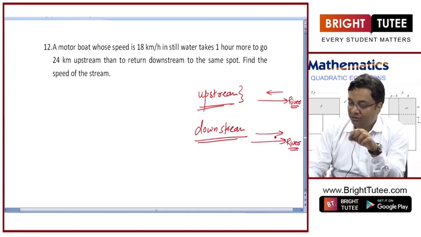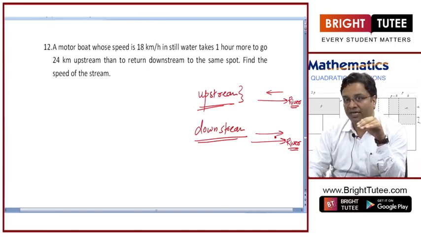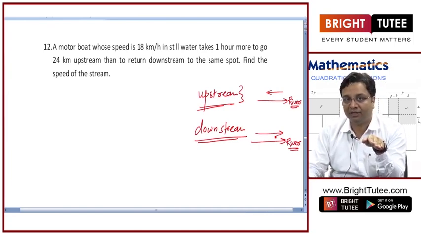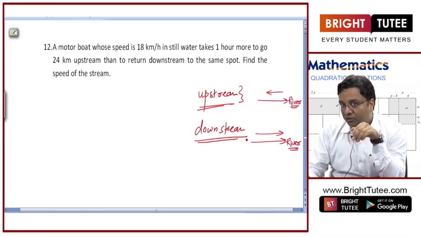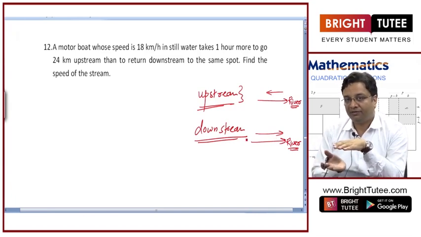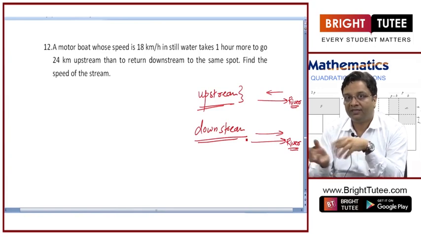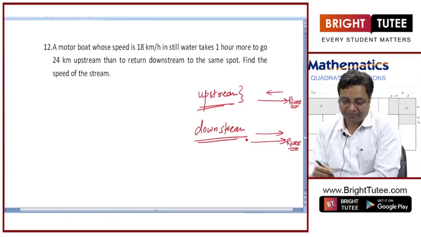If you notice, in going upstream you'll have to make an effort against the flow of the river, so it will reduce the overall speed of the boat. And if the boat is going downstream, the river will also help the boat, so it will increase the overall speed.